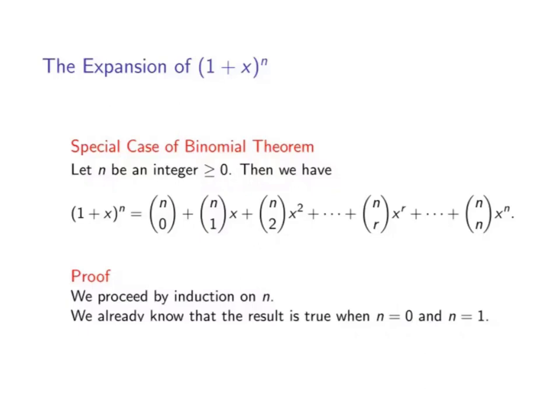First, we already know that this result is true when n equals 0 and n equals 1. We can observe it by taking n equals 0, so the right-hand side is equal to 1. And when n equals 1, we observe that the right-hand side is also equal to 1 + x. Now let us suppose that this statement is true when n equals m.